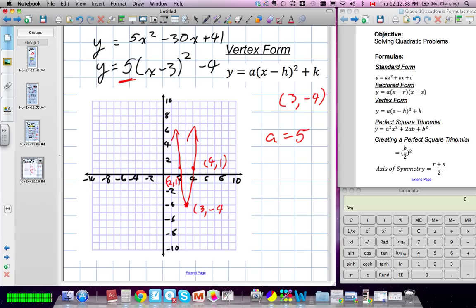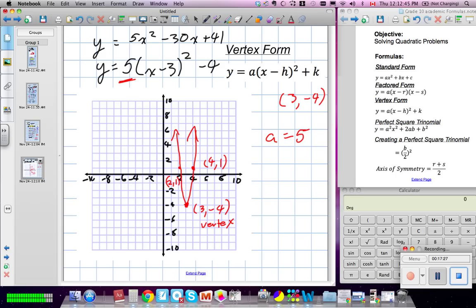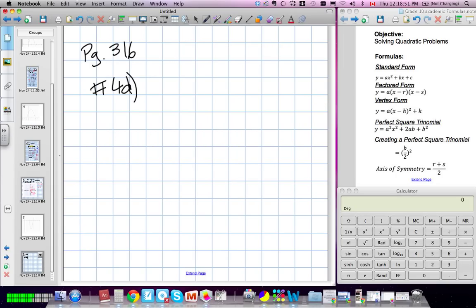So when we go to graph this, they ask for 2 other points. We have our 3 points of this parabola. We have the vertex. So when they ask for 2 other points, can you put like 4 and 1 and then... 4D from your review.